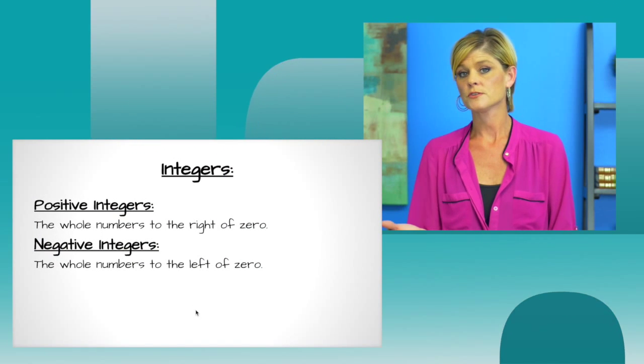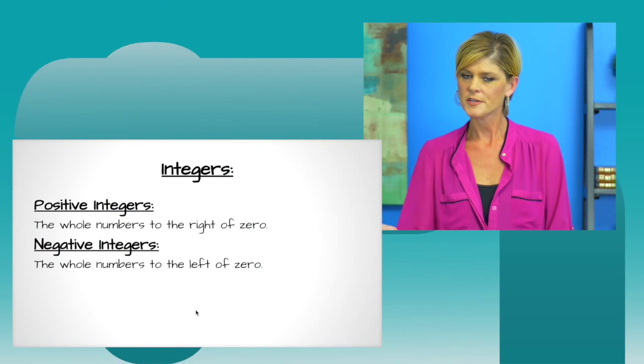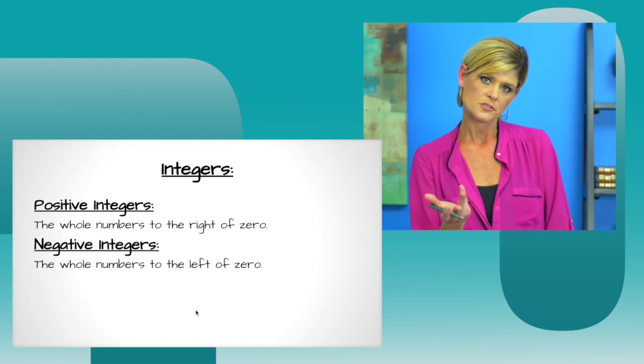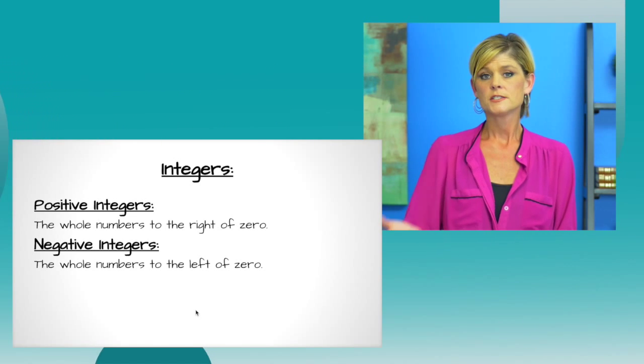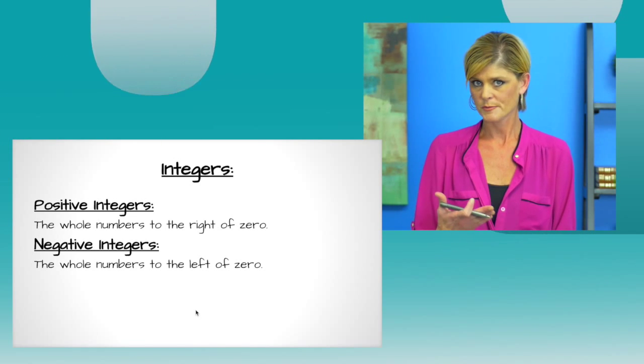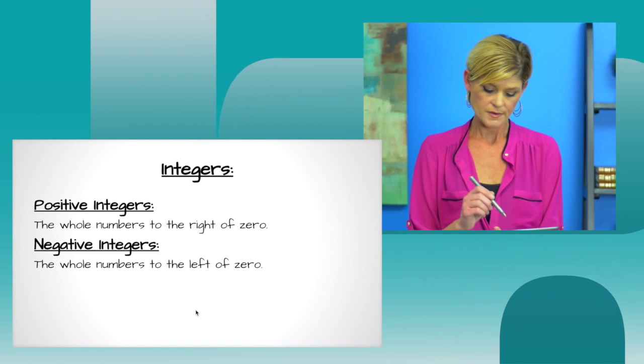Okay, so in our last video, we spent some time talking about absolute value and how absolute value has to do with positive and negative integers, and that positive integers were those integers that fell to the right of the 0 on the number line, and negative integers were those numbers that fell to the left of the 0 on the number line and were negative in value.